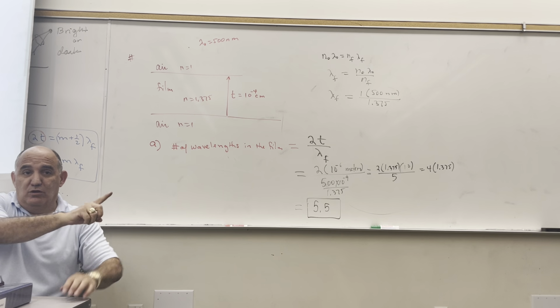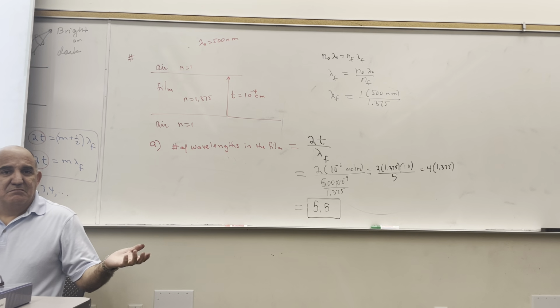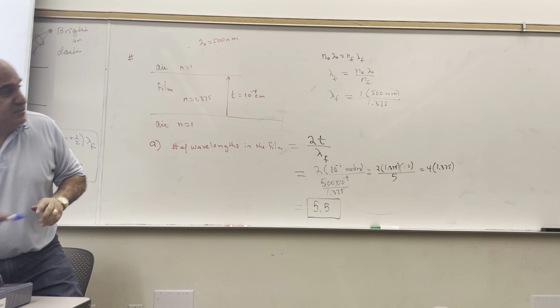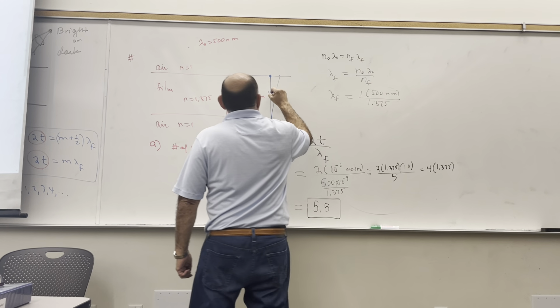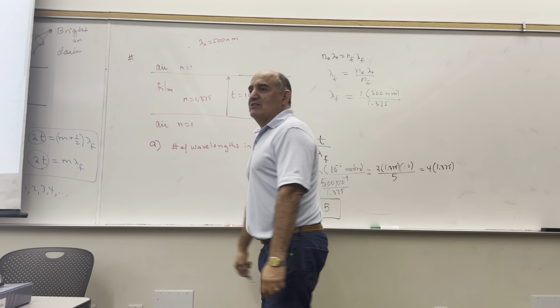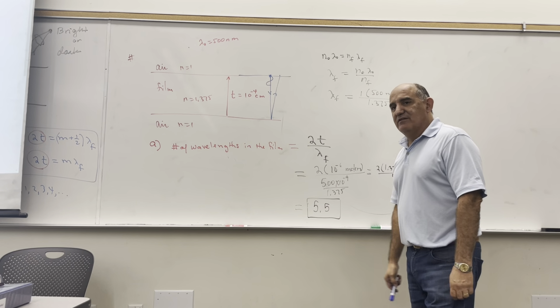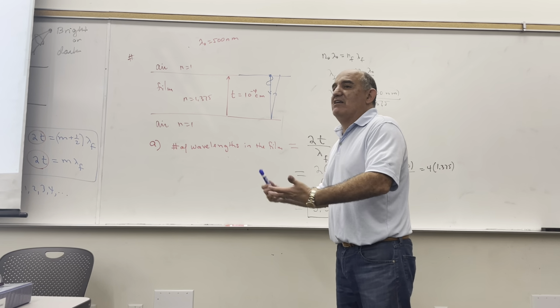The length from wall to wall divided by the length of each tile. So the length from wall to wall here is from here down and up, that's the length, and I divide by the length of one tile, which is a wavelength. That's how I get this 5.5. That'll tell me how many wavelengths are in there.